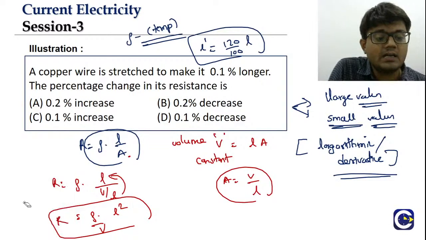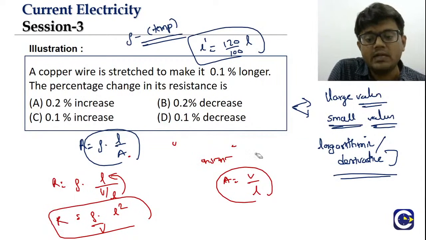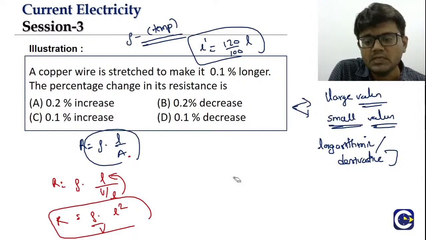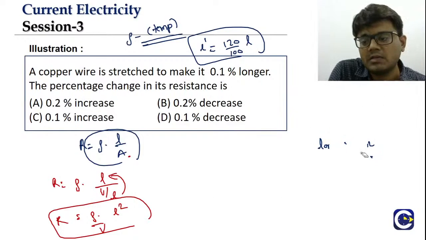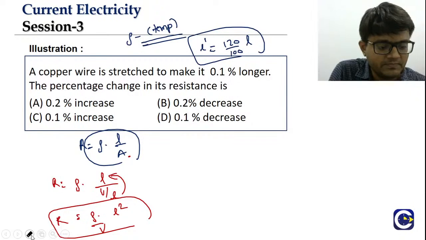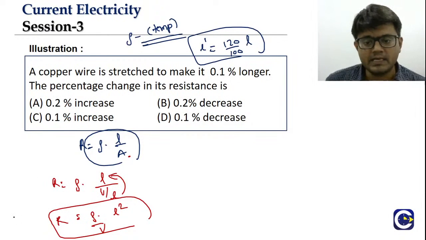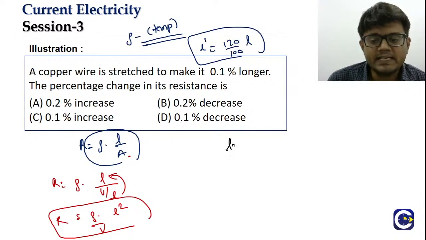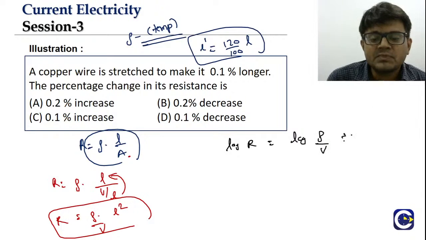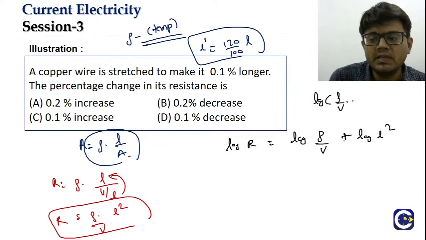Now look at how the logarithmic method, or the derivative method, works. In this method we will take the logarithm of this particular expression. What happens when we take the logarithm? On the left hand side we get log R, and on the right hand side log of rho by V plus log of L square. Because actually log of rho by V into L square comes, we use the property of the logarithm: log of a into b is equal to log a plus log b.